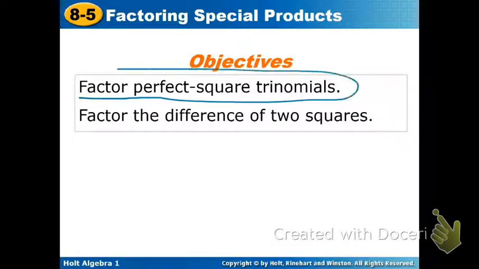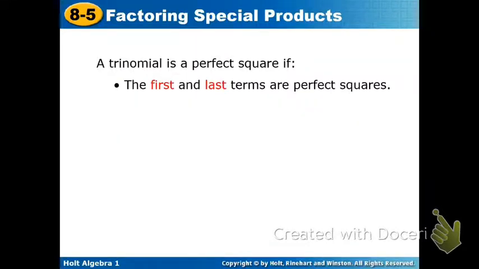Okay, this is the last factoring that we're going to look at, the perfect square trinomial. For a trinomial to be a perfect square, it's got to meet some conditions. First of all, a trinomial has how many terms in it? 3. Okay, so it's got 3 terms.